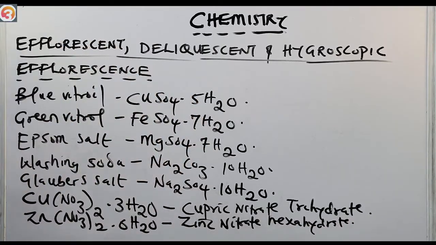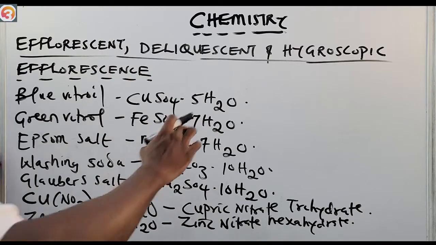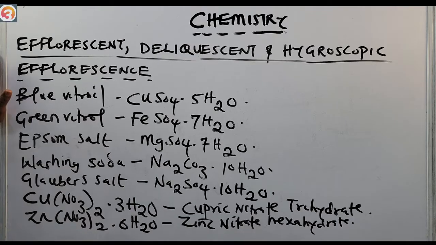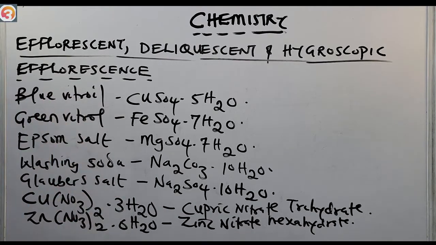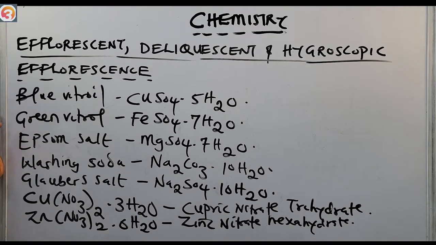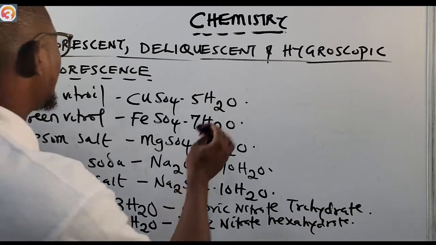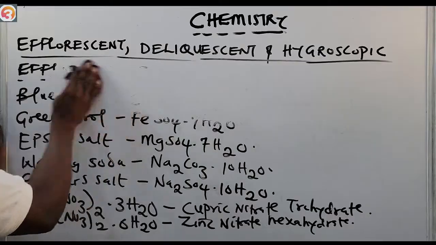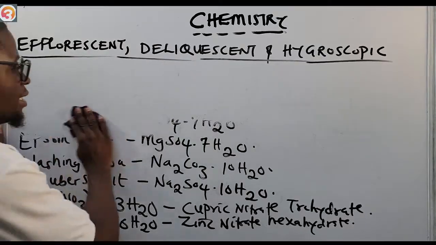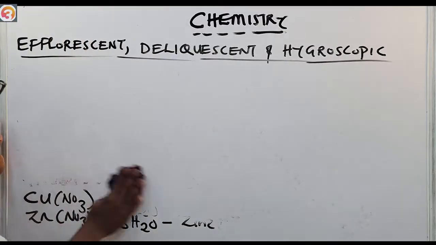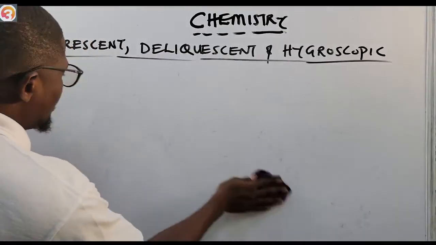All right, so these are all examples of substances or salts that can effloresce: the blue vitriol, green vitriol, Epsom salt, washing soda, Glauber's salt, cupric nitrate, and zinc nitrate. They are all examples of substances that can effloresce. All right, so now let's go to deliquescent substances. We're done with efflorescence. Now let's talk about deliquescent substances.